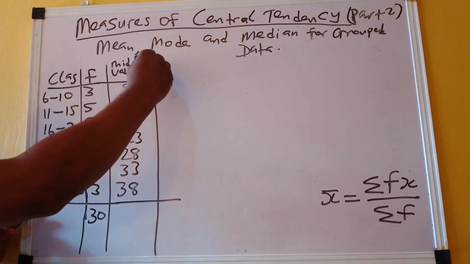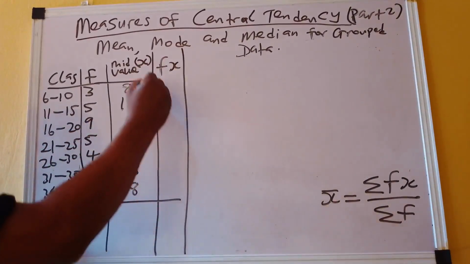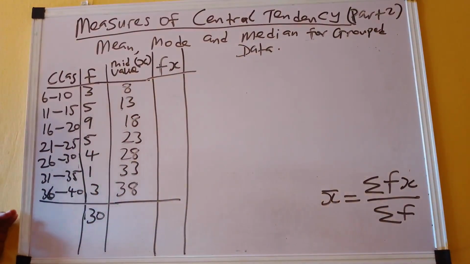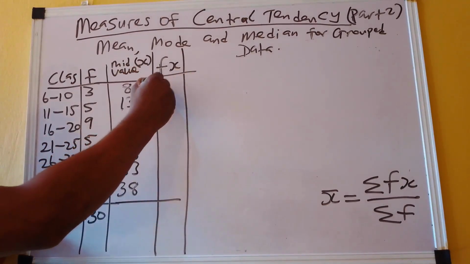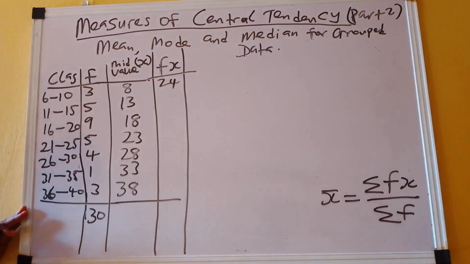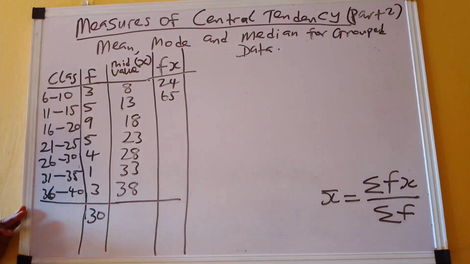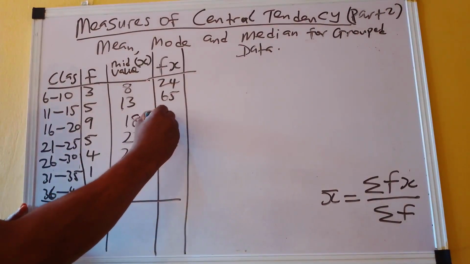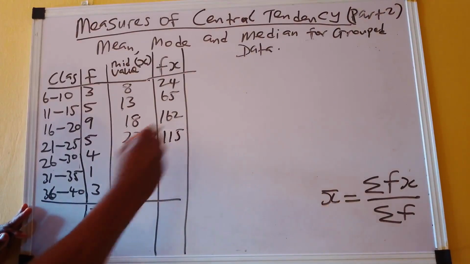The formula says f of x. You bring f times x, you create a column for it. We are going to multiply f by x. So the first one there, you say 3 times 8 is 24. The second one, 5 times 13 is 65. Then 9 times 18 is 162. 5 times 23 is 115.